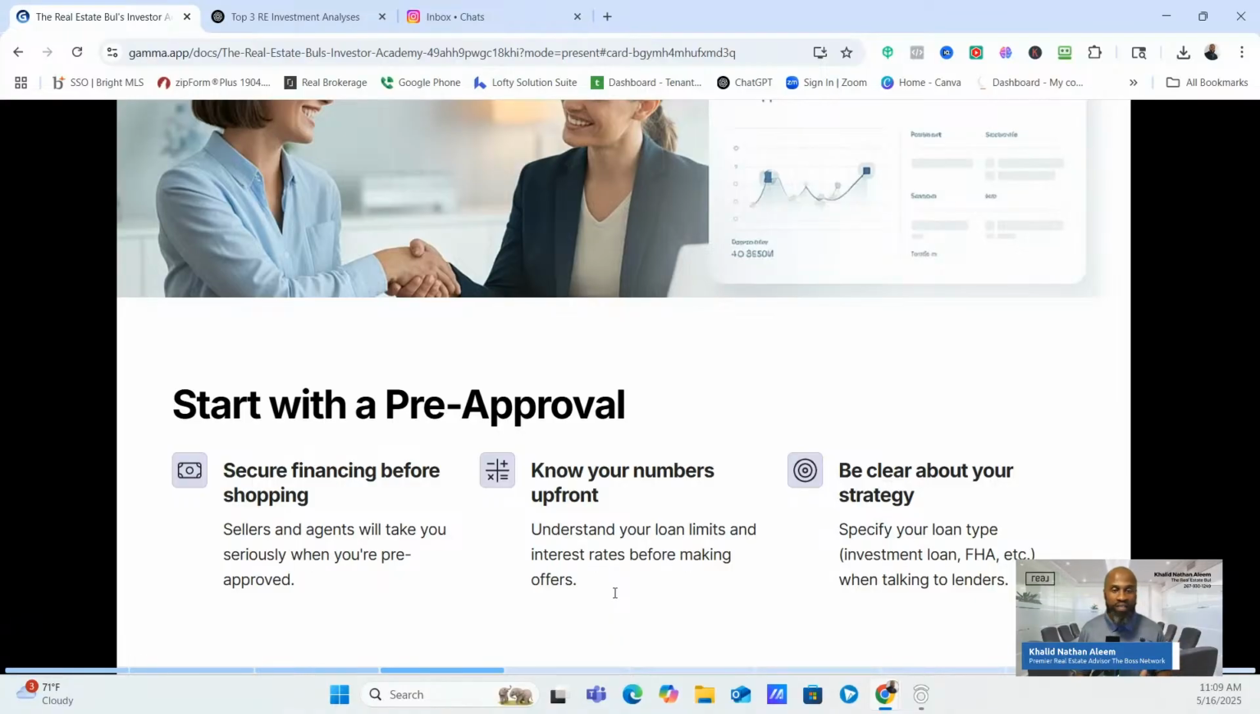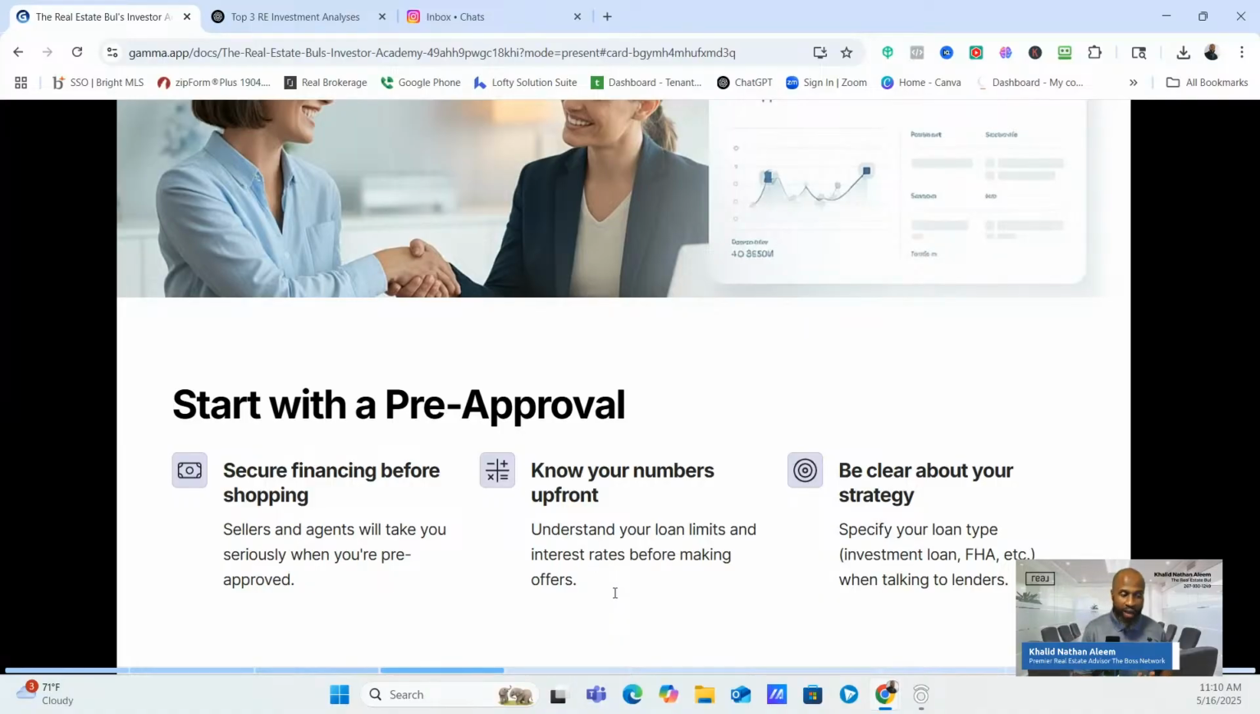Interest rates change every day. So until you lock that loan in, your interest rate is going to change, but it shouldn't be drastic. If you're getting a loan, you should get some type of number from the bank as far as how much they are going to loan you, and you should understand what that looks like.